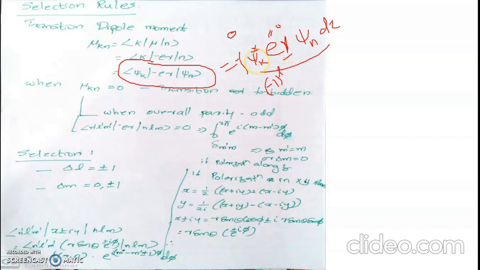When both this adjoint ket vector and ket vector have the same parity, if this is odd and this is odd, overall this has odd parity. If this is even as well as this is even, overall this has odd parity because R is an odd function. So this integrand will be 0 when both the initial quantum state and the final quantum state have the same parity, either odd or even.